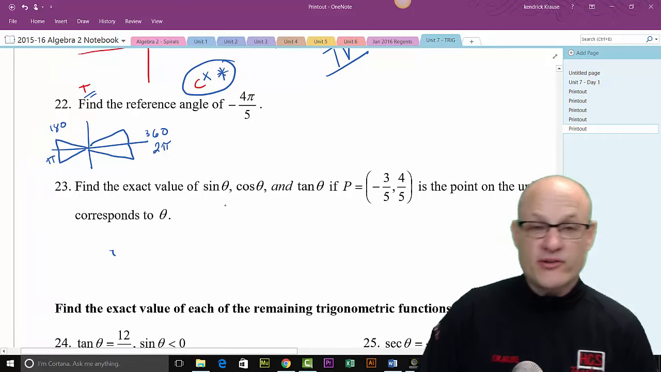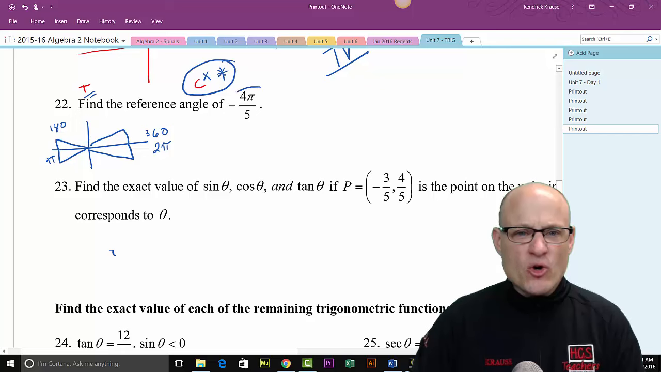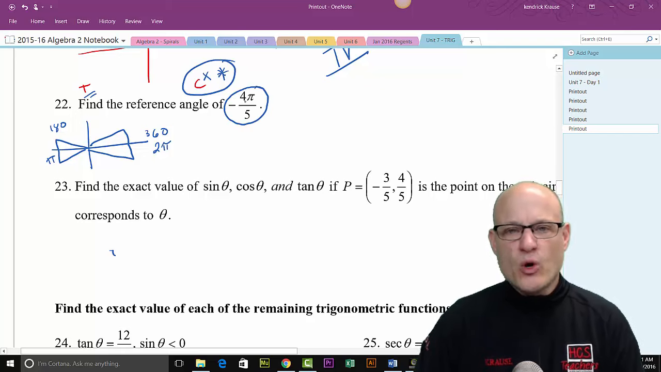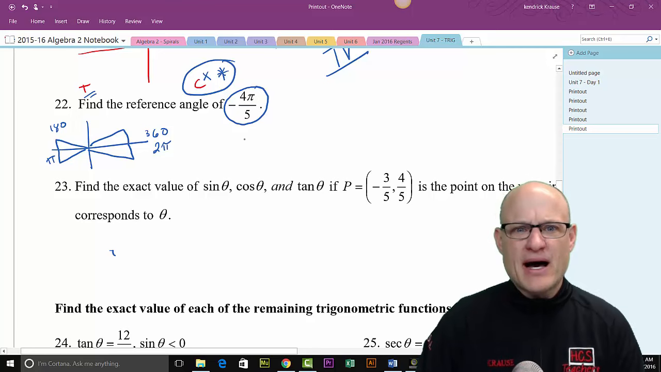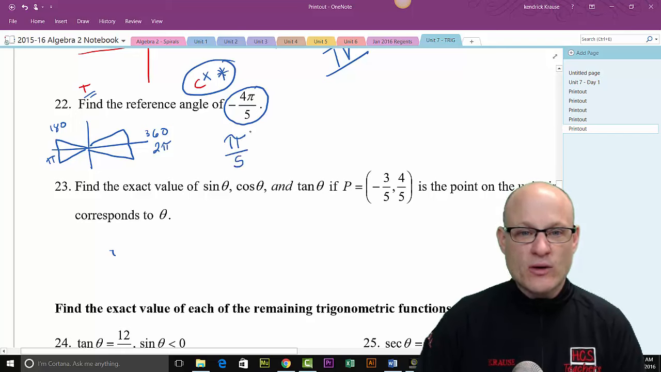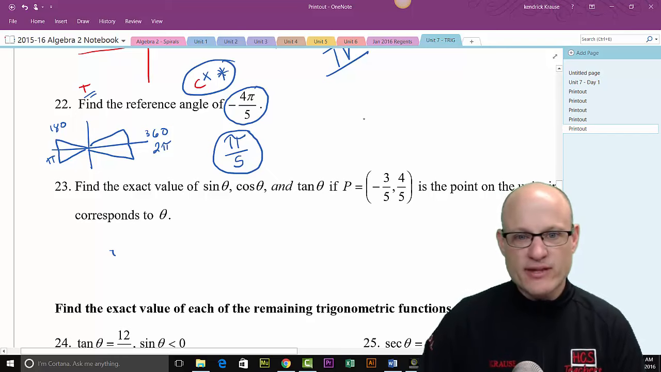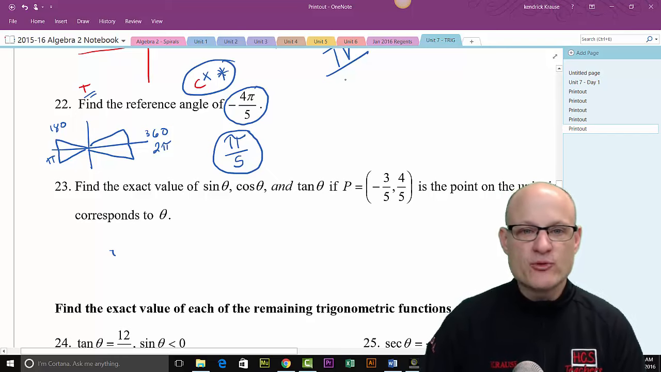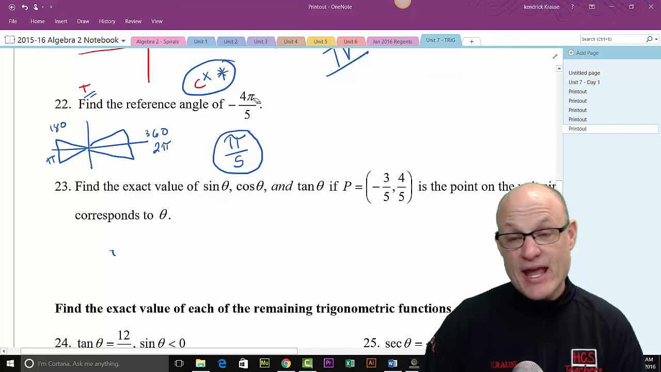Well, this is almost pi. This is 4/5 of pi. That's just 1/5 away from being 5 pi over 5, which would be pi. So I'm pi over 5 away. So the reference angle in radians would be that. Not really going to test that too much, but just thought you smart kids would want to know. And since I only have smart kids, I thought you would want to know.